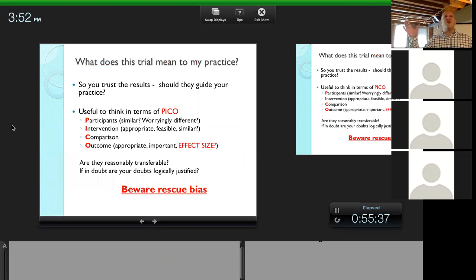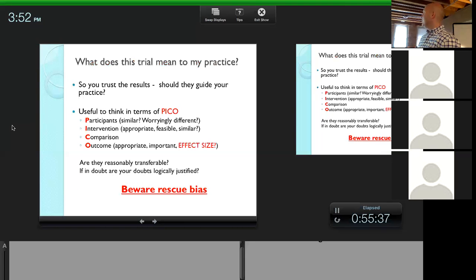So anyway, what does this trial mean for your practice, which is ultimately what you're interested in? It's worth thinking about that in terms of PICO again. And this is exactly the same thing as we were talking about earlier with critical appraisal. Are the participants similar enough? Is the intervention similar enough, appropriate, feasible? What you would deliver? Is it a good reflection of the intervention that you wanted to know about? What did they compare it to? Because that really changes how you interpret the answer.